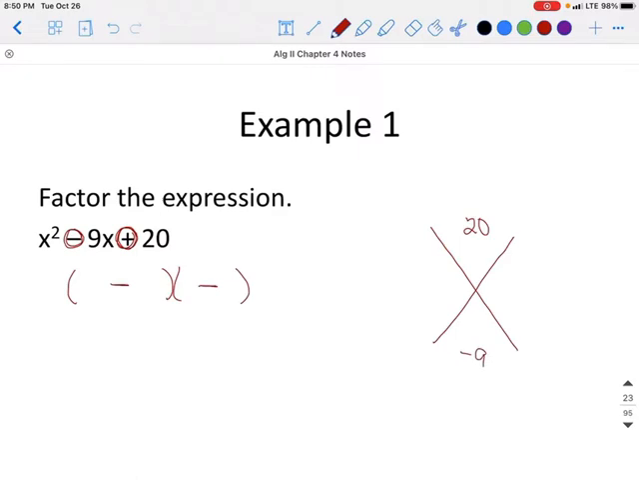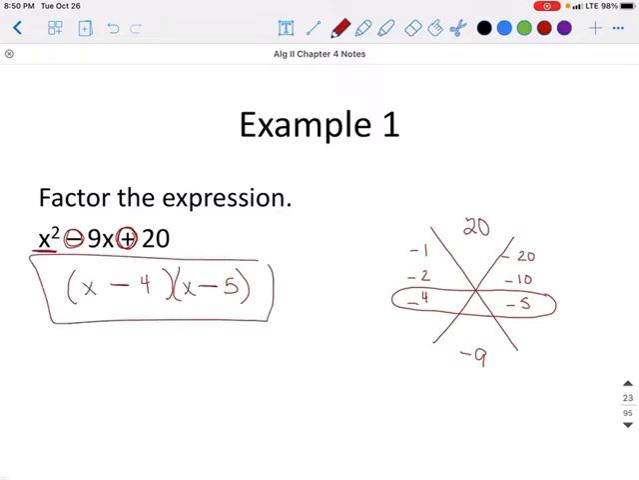What multiplies to give us 20 is 1 and 20, 2 and 10, or 4 and 5. Now we do know that both signs have to be negative, and we want to see which two will add up to give us that negative 9. So we have a negative 4 and a negative 5. We also want to see what's going to multiply to give us x squared, which in this case will just be x and x. So this is the factored form of our expression.